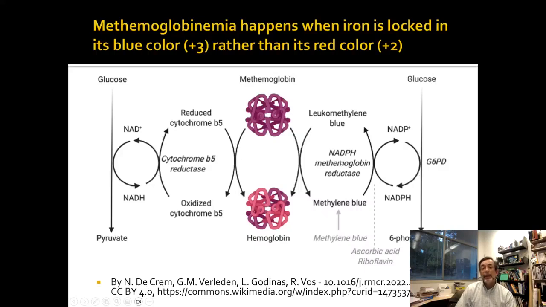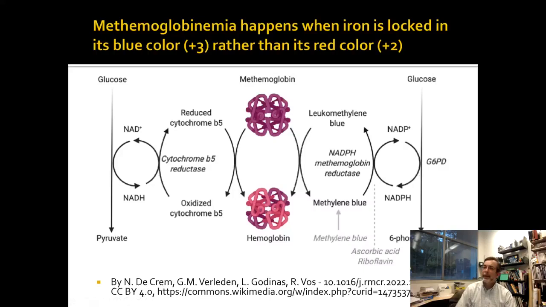So we can help it along by doing something else. It turns out that methylene blue is a dye. It's a blue dye. That's just a coincidence. But it's a blue dye that can actually accept the electrons from +3 iron. If you give this blue dye to someone, their iron will convert from +3 to +2. It will actually donate electrons to it.